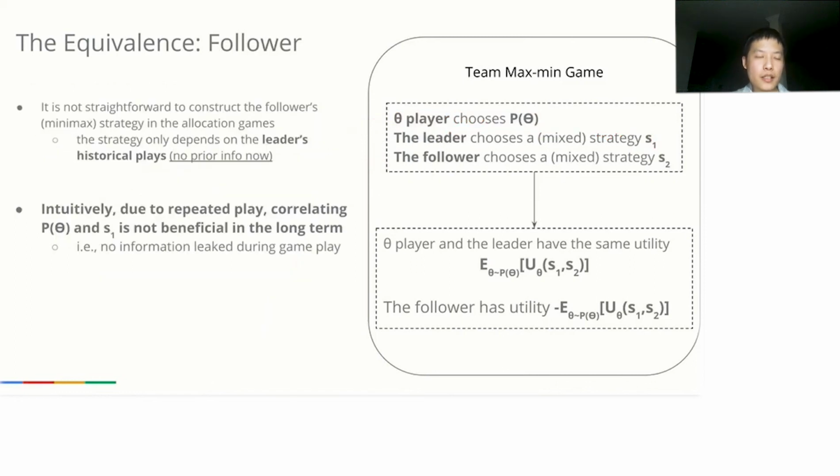Okay. However, again, it's not straightforward to construct the strategy for the follower. In this case, we are facing one more obstacle, because now there is no prior. The prior is controlled by the leader. As a result, the follower's strategy can only depend on the leader's historical play. However, we still managed to construct the follower's strategy, and interested audience are encouraged to look at our paper for further details. The key lesson we learned from this equivalence is that due to repeated plays, correlating the prior and the defender's strategy per round is no longer beneficial in the long term.